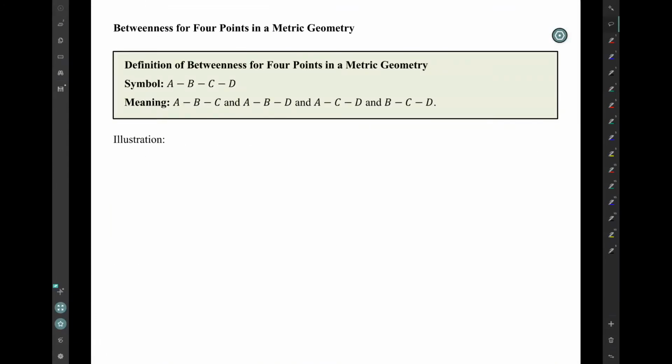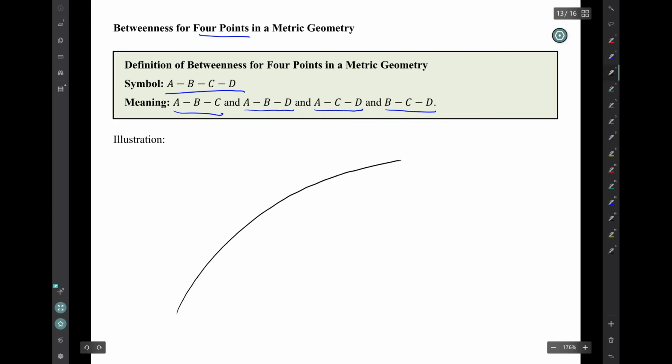Now I want to talk about betweenness of 4 points in a metric geometry. This symbol, A-B-C-D, means that these 4 betweenness relationships are all true. B is between A and C, B is between A and D, C is between A and D, and C is between B and D. We can illustrate that in the following way.